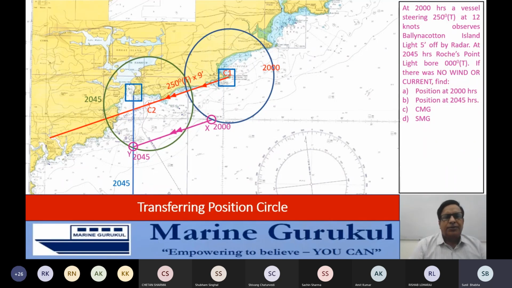Needless to say, point X is the 2000 hour fix, point Y is the 2045 fix, X to Y is the CMG, and the magnitude of X to Y, or the distance between X and Y, is the distance made good in 45 minutes, from which we can convert it to distance made good in 1 hour, thus getting the speed made good. So all the things which they had asked us have been solved in the plot now.